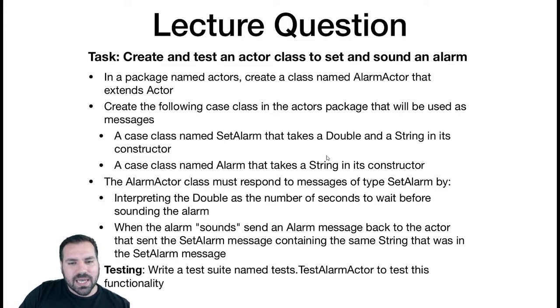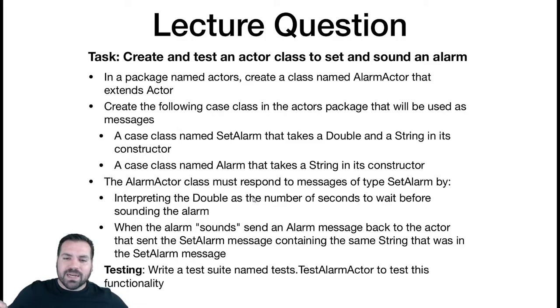Alarm actor: you're going to create this actor that accepts messages, or reacts to messages, of type set alarm and alarm. Set alarm takes a double and a string, which should be interpreted as: sound this alarm, like remind me of this message after this many seconds. So if I say set an alarm for 5 seconds, and when 5 seconds is up, tell me. Or set an alarm for 5 minutes, and when 5 minutes are up, that means my noodles are done cooking, is the intent here. And then alarm, which is going to be sent from your alarm actor back to the sender who set the alarm, notifying, hey, your noodles are done. This is what we want to build here.